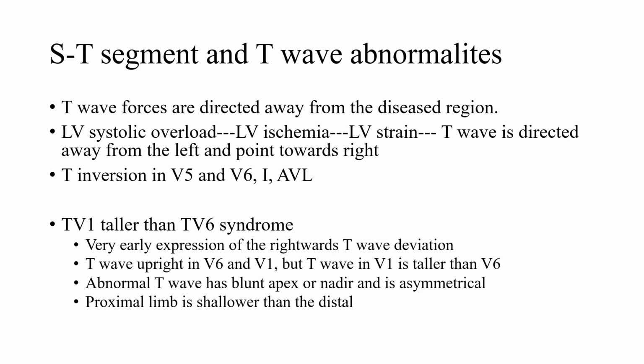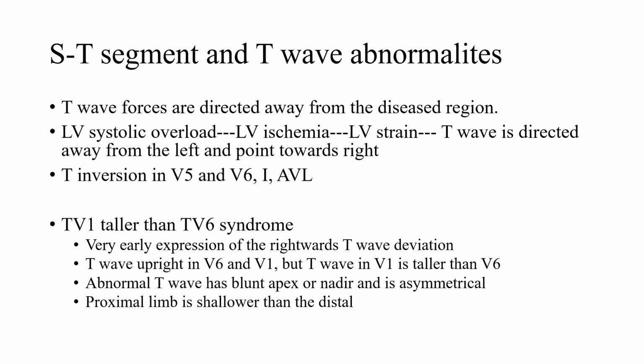Normally the T wave in V6 will be taller than the T wave in V1. If a systolic overload is developing, since the T wave axis is directed towards the right side, the T V1 taller than T V6 syndrome develops. That is, the T wave in V1 will be taller than the T wave in V6. This is a very early expression of the rightward T wave deviation. The T wave is upright in V6 and V1, but the T wave in V1 is taller than V6.